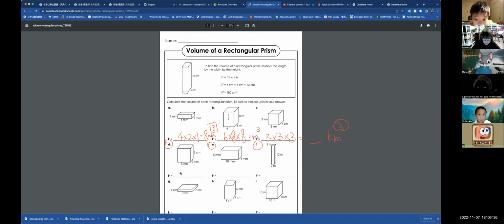Okay, so 3 times 5 times 5 equals 60 centimeter cube. Okay, so 4 times 10 times 5 equals 200 millimeter cube. Last one, 2 times 12 equals 48 meters cube. Everybody, is it right? All of you?